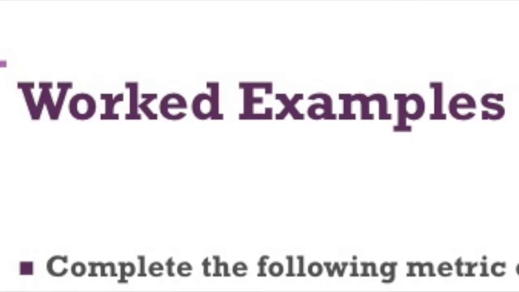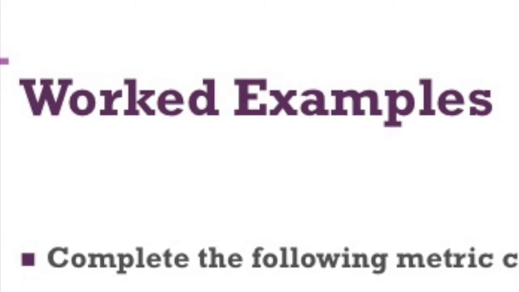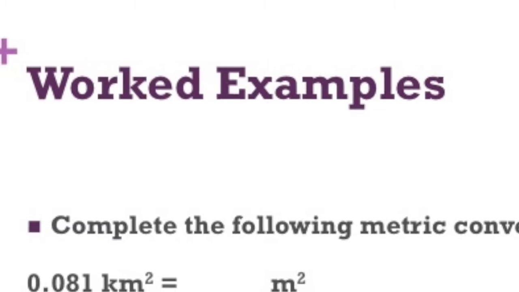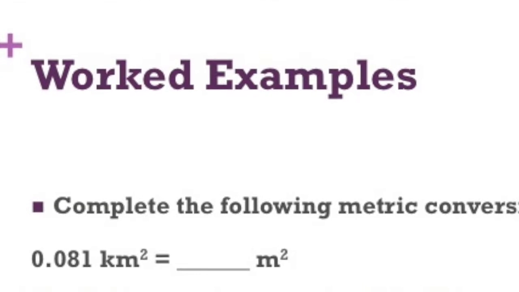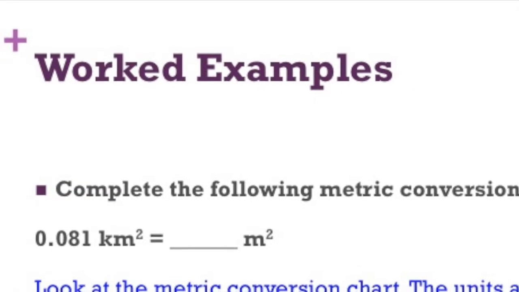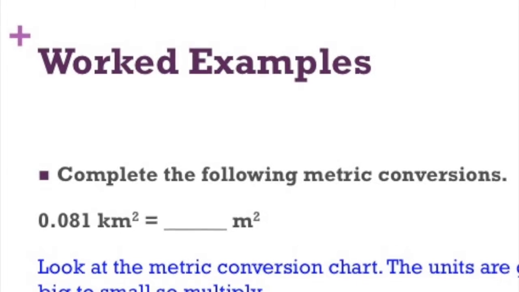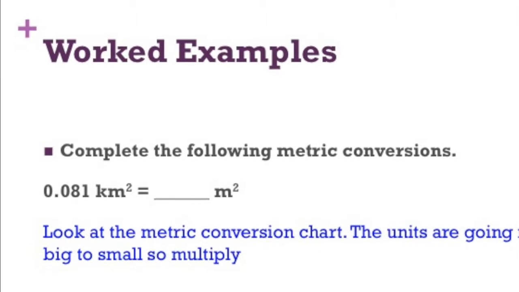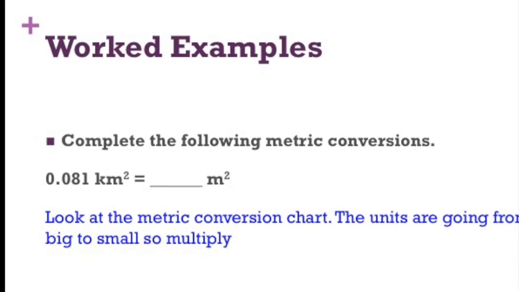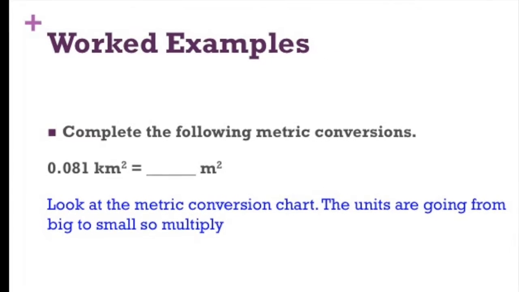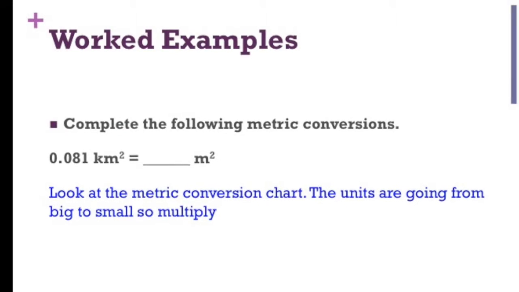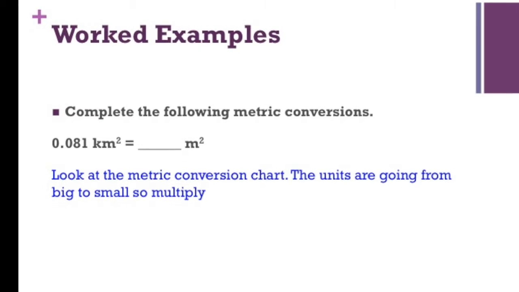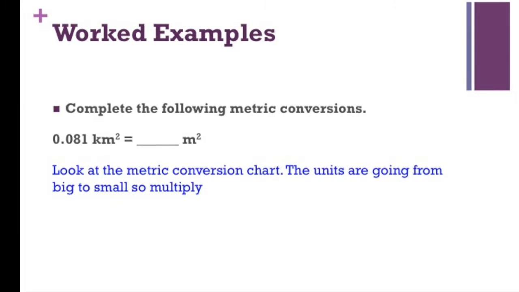The first worked example on your theory sheet, you'll be asked to convert metric units to squared metric units. If you have a look at the first one, it's asking you to convert 0.081 kilometres squared to metres squared. We're going from a big to small. So if we're going from a big to small unit, then you will multiply. Please make sure that you highlight that in the instruction section on your theory sheet.